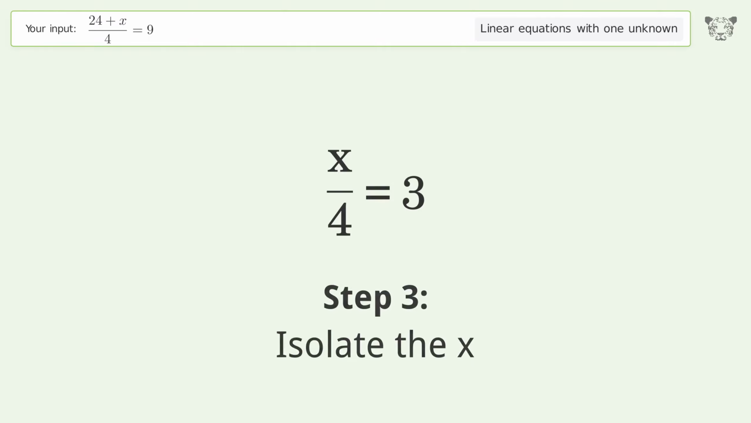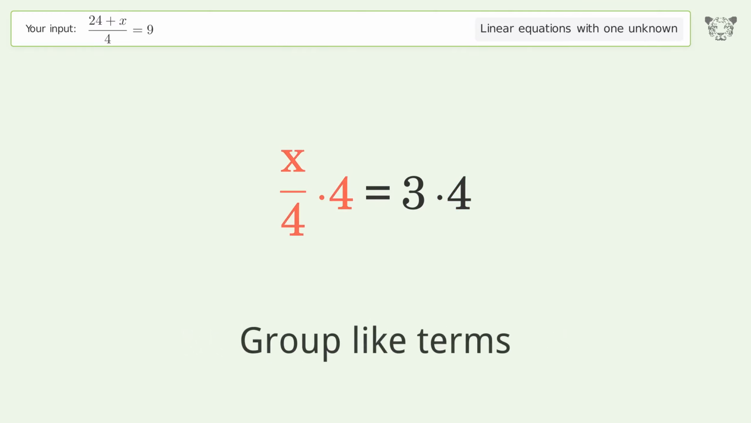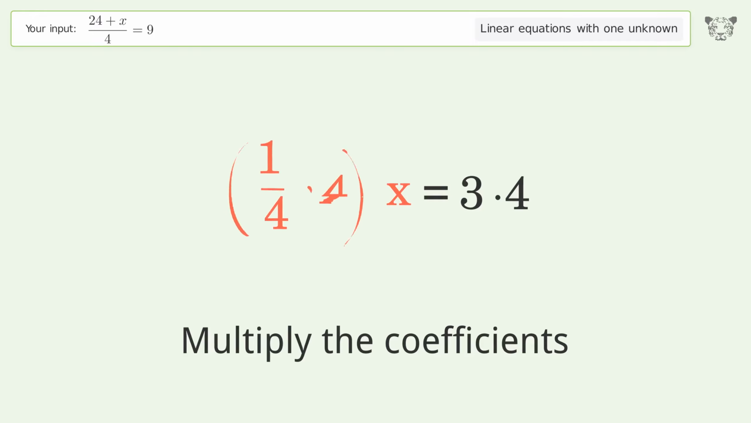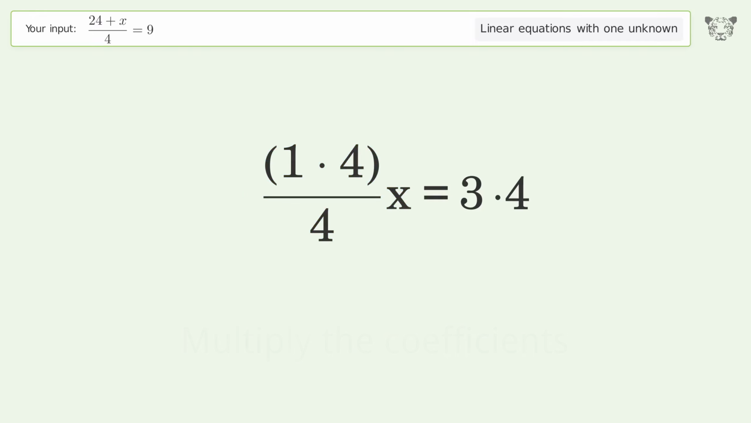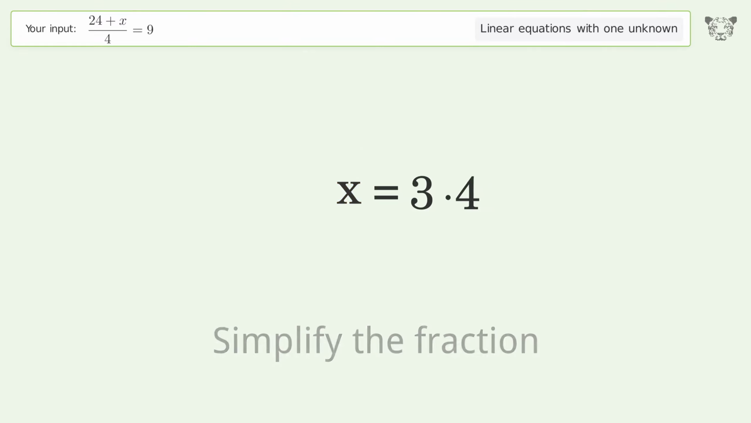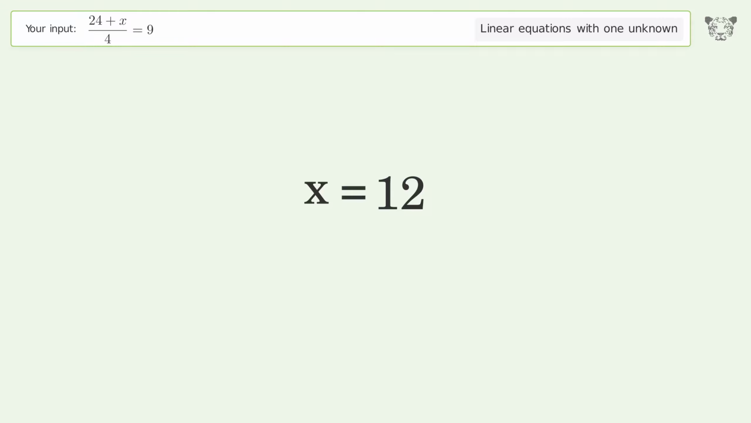Isolate the x. Multiply both sides by 4. Group like terms. Multiply the coefficients. Simplify the fraction. Simplify the arithmetic. And so the final result is x equals 12.